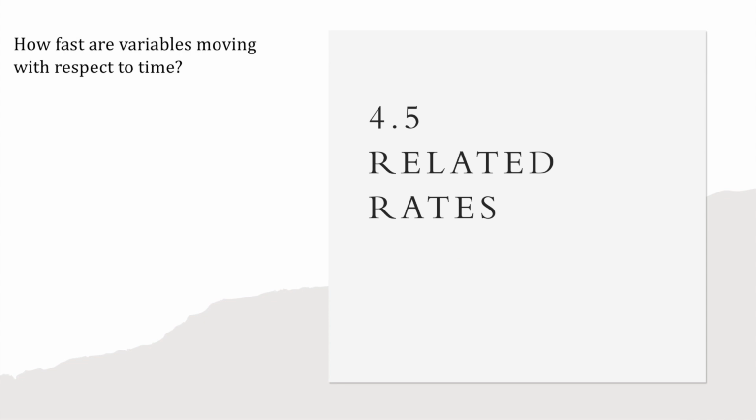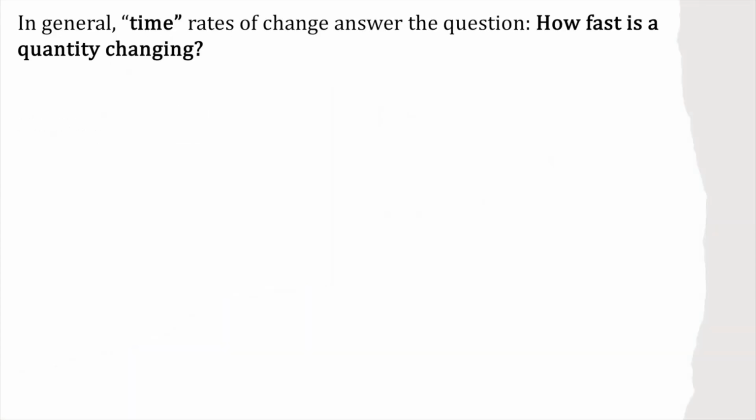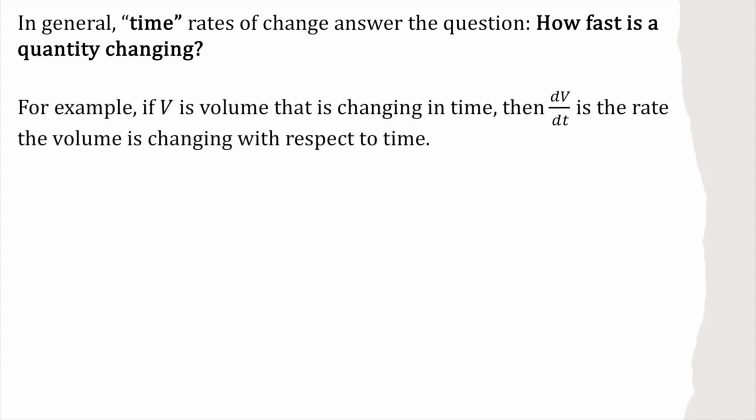Two questions for today. How fast are variables moving with respect to time? And can you account for several variables at once? In general, time rates of change answer the question, how fast is a quantity changing? For example, if V is volume that is changing in time, then dV/dt is the rate the volume is changing with respect to time.